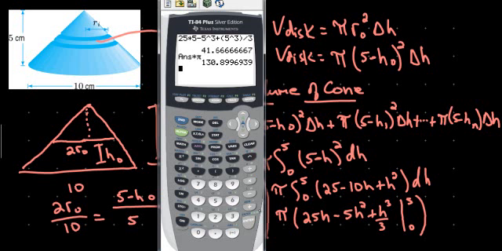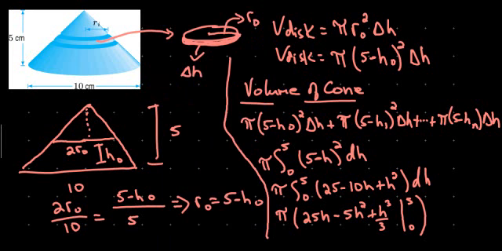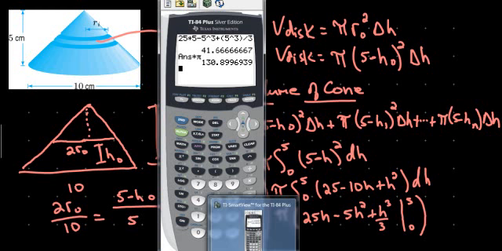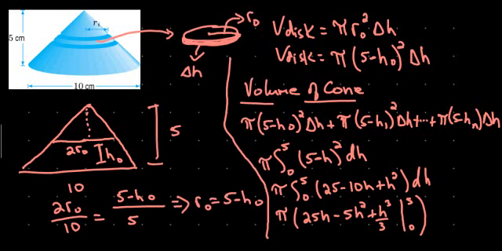We're getting 130.889. Let's see again. 130.899. So let's go with 130.9. So this is about 130.9. And again, this is volume, so it'd be cubic feet, cubic inches, whatever you're working in.